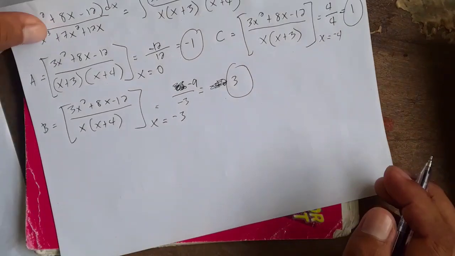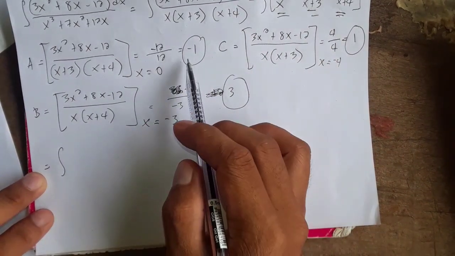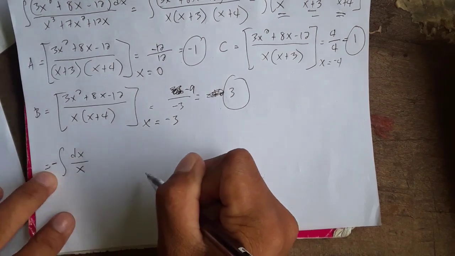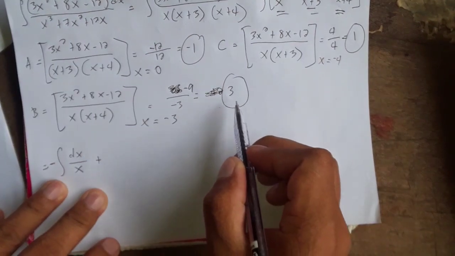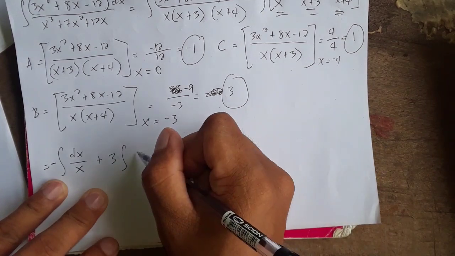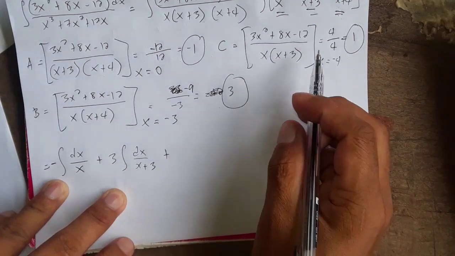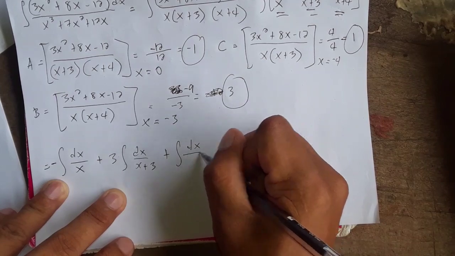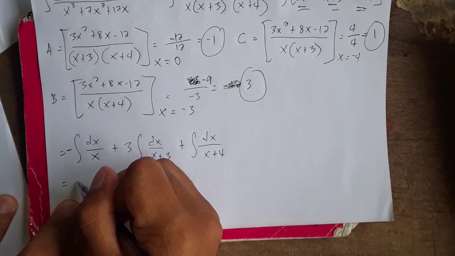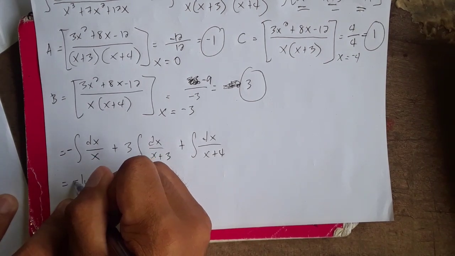By substituting, we're now going to integrate a over x, where a is equal to negative 1. We put it outside the integral sign, so we have dx over x, plus b, where b is equal to 3. We put it outside the integral sign, so we have dx over x plus 3. Then plus c, which is equal to 1, so we integrate dx over x plus 4. The integral of dx over x is simply ln of x, and because we have a negative here, it is negative.